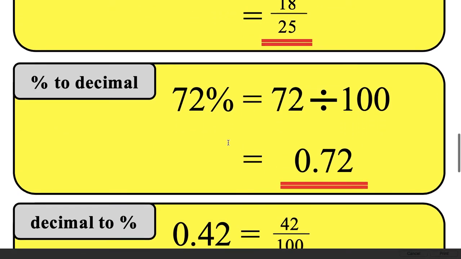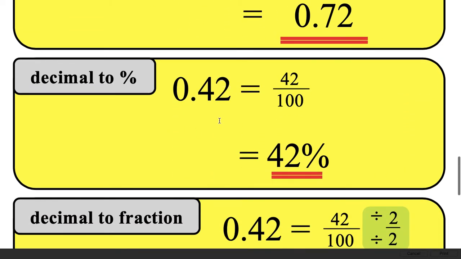Okay, percentage to a decimal. So 72% means the same as 72 divided by 100, because percentage just means out of every 100, and that's 0.72. And in fact, anytime you're converting a percent to a decimal, it's just a question of shifting the decimal point by 2 places, so from 72 to 0.72, because a percentage is just the same as dividing something by 100.